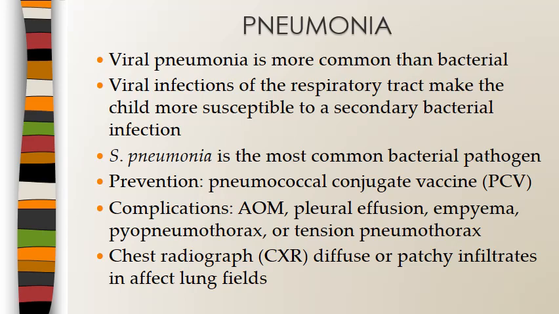So when we look at a child's chest x-ray, what we see is diffuse or patchy infiltrates in the affected lung field. When you look at a normal x-ray, what you should see is just the rib cage with dark black in between, because whenever there's air on an x-ray, it looks black. So what we see with these children are areas that have whiteness in it, and this whiteness represents the pneumonia.